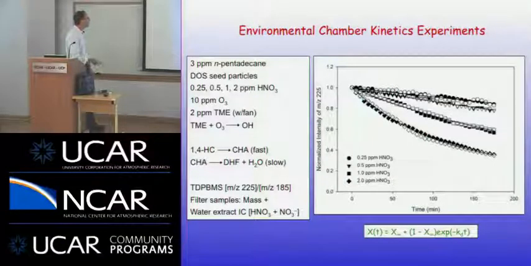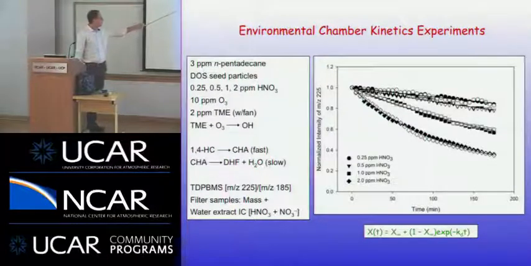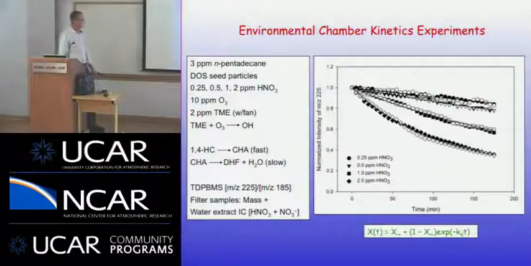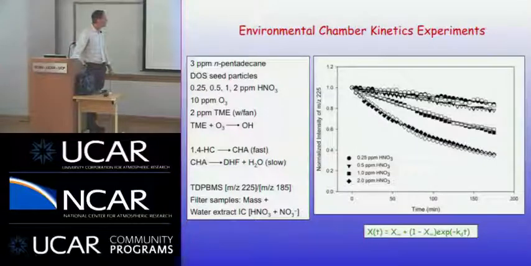And so we made these from C15 alkane, so from pentadecane, again with some seed particles, added known amounts of nitric acid. And then we made OH radicals from the reaction of tetramethylethylene with ozone, which makes OH in yields of roughly 100%, and the reaction is extremely fast. So essentially on the mixing time scale of the chamber, that reaction occurs.